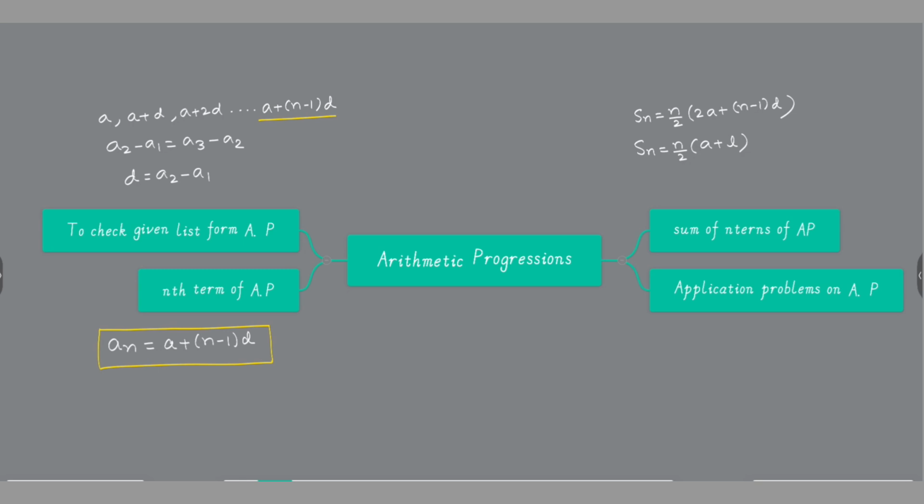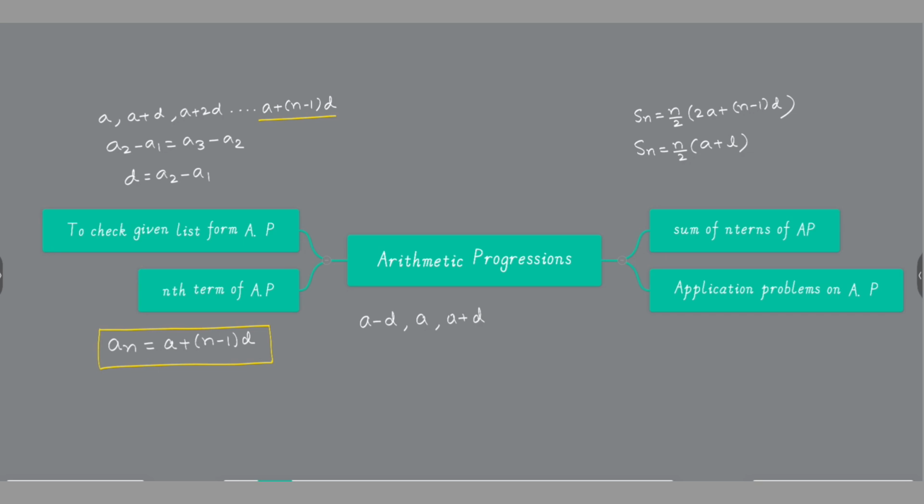And apart from this, sometimes they ask you where the sum of three numbers is given and one more condition is given. Whenever the sum of three numbers and the product of three numbers are given, we have to take the terms as a minus d, a, a plus d, which gives the solution very easily. If you take the three terms like this, minus d and plus d will cancel, we get a directly, then we can find d, then whatever they are asking we can find easily.